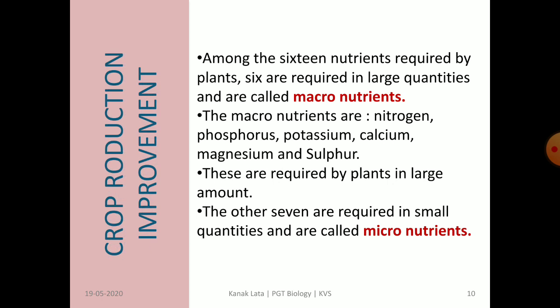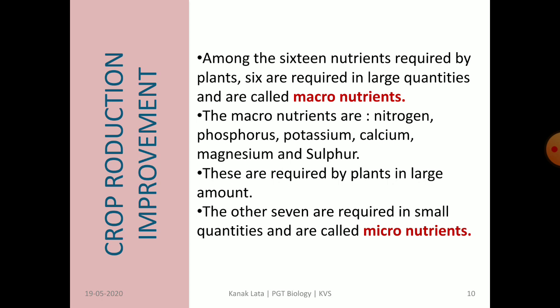6 nutrients out of 16 are required by the plants in large amount and they are called macronutrients. So, what are macronutrients, children? Those nutrients which are required by the plants in large amount are called macronutrients. Examples of macronutrients are nitrogen, phosphorus, potassium, calcium, magnesium and sulfur.